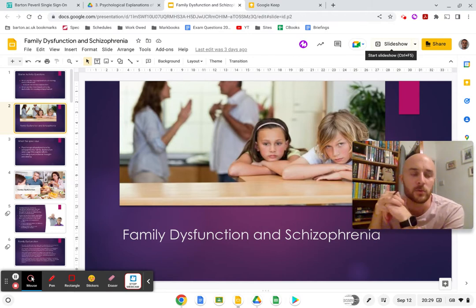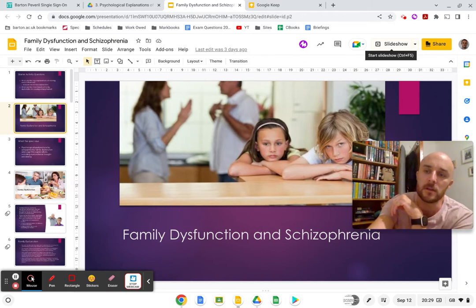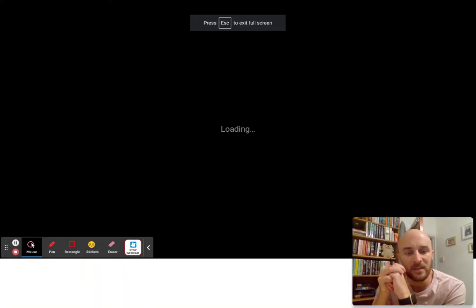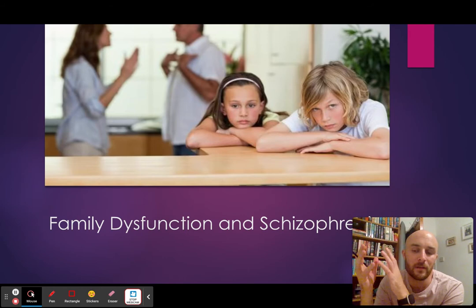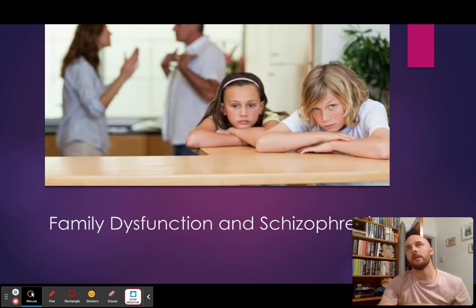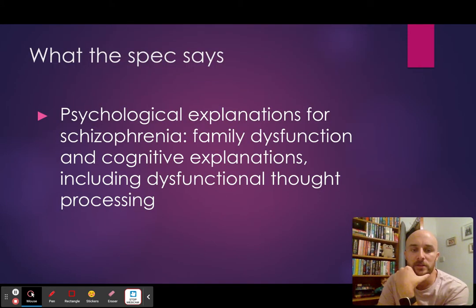So, psychological explanations for schizophrenia. Big bullet point. There's quite a lot to do on this, so let's make a start, shall we? First thing we're going to be looking at is psychological explanations, as in family dysfunction, basically. This is essentially how both your environment and your family can actually cause you to have schizophrenia. So there's quite a lot here. This is what we are talking about.